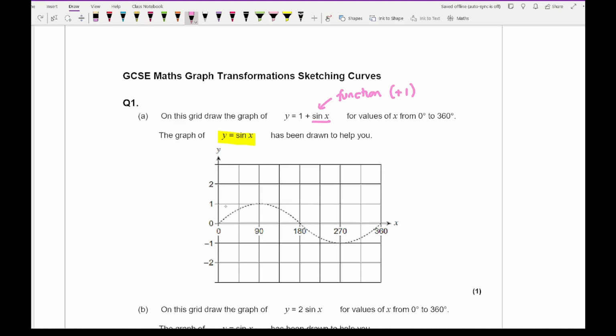When you're adding 1, you're basically going to shift the graph up by 1 place. So if I look at the key points of y equals sine x, which are these points here, what I'm going to do to those pink points is just shift them 1 square up. Then I need to carefully join those points up, and it should look something like that. As you can see, the graph has basically been shifted up 1 place.